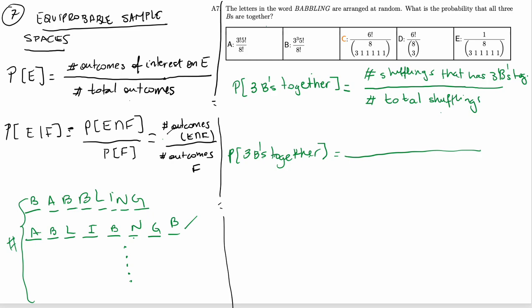What happened? What should we be careful about with the word babbling? Because we have 3 B's here? Yes, we have 3 indistinguishable elements. And if you remember midterm 1, when you have indistinguishable elements, you have to correct for that, right? So you have 8 factorial, it's true, but because you have 3 repetitions of B, you have to correct by 3 factorial. Remember, every time indistinguishable things appear, you divide by the number of repetitions factorial.